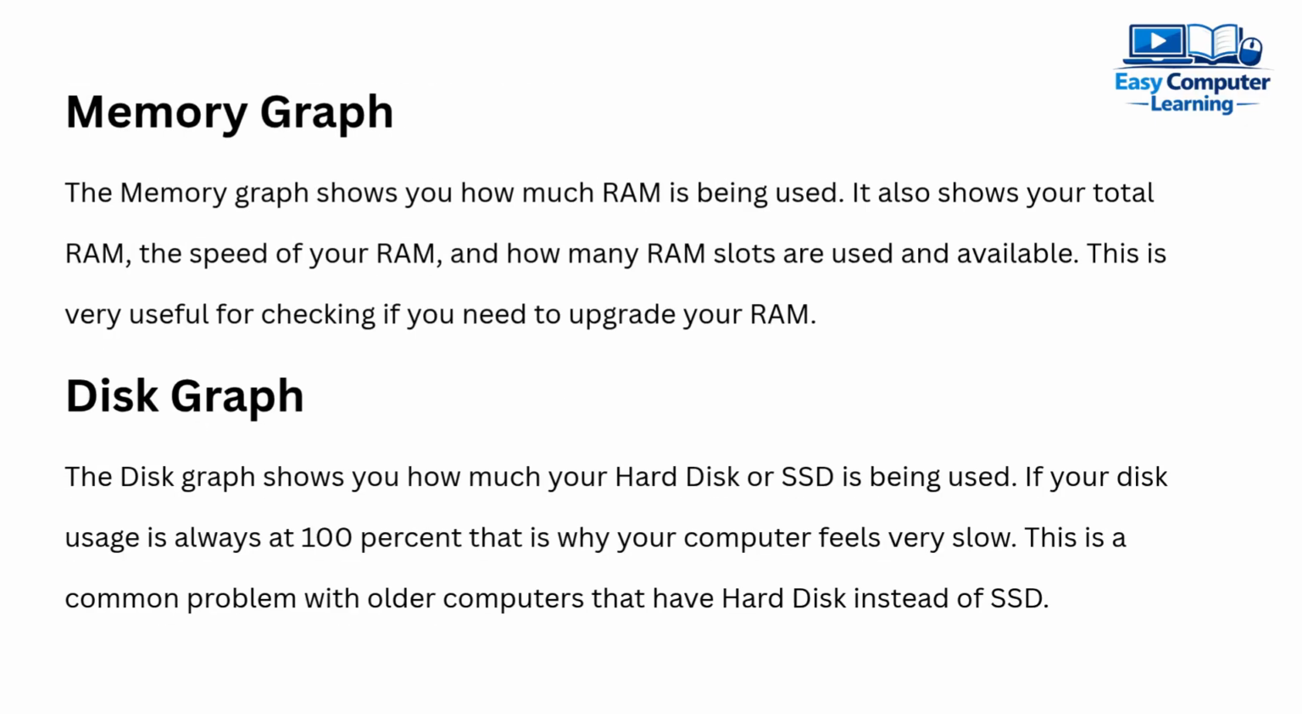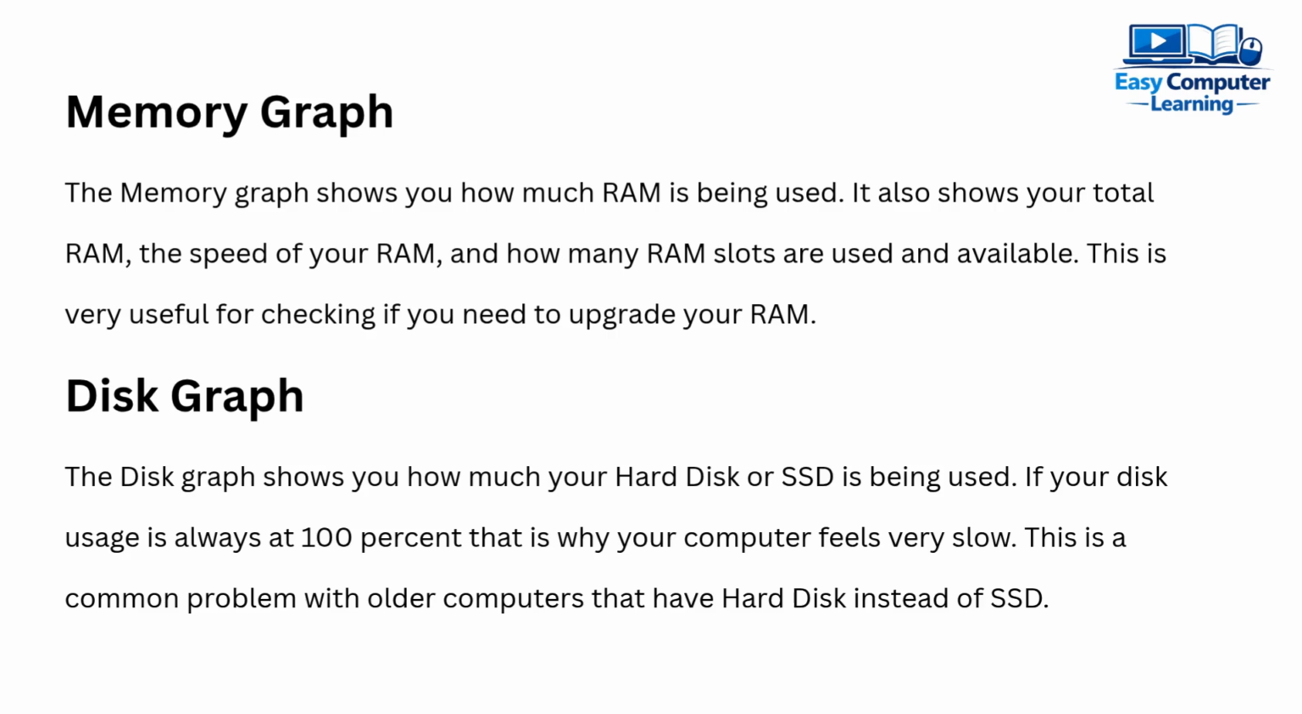Memory graph. The memory graph shows you how much RAM is being used. It also shows your total RAM, the speed of your RAM, and how many RAM slots are used and available. This is very useful for checking if you need to upgrade your RAM. Disk graph. The disk graph shows you how much your hard disk or SSD is being used.